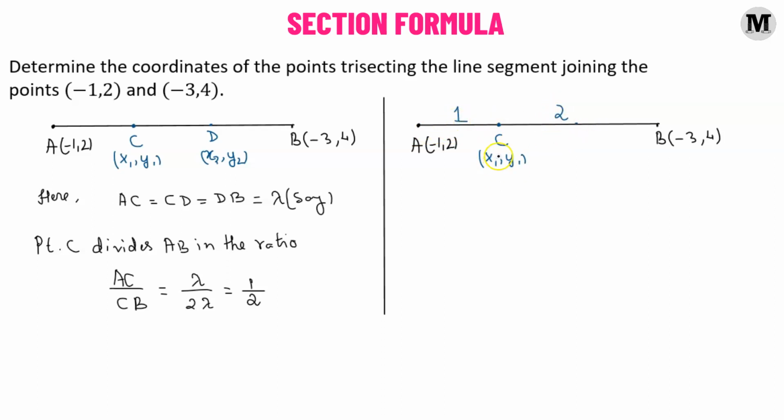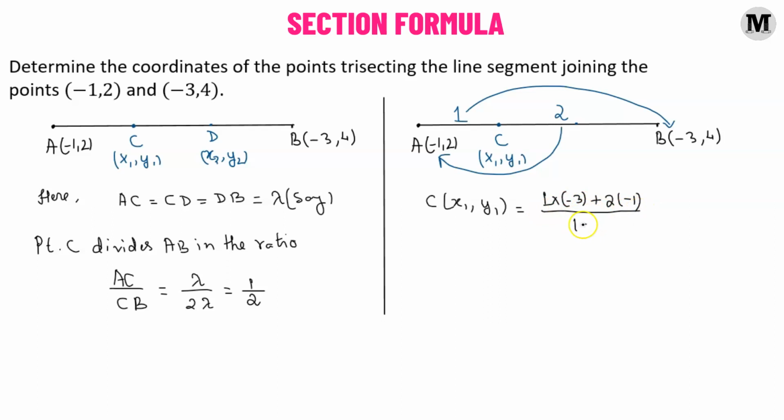Now, to find the coordinates of C, we'll use the internal section formula because C is dividing AB internally. All we have to do is take 1 and multiply it with B, and take 2 and multiply it with A to get the coordinates of C. So let's find out. Here C is given by (x1, y1). To find the x coordinate, we take 1 and multiply it with the x coordinate of B, that's -3, and add it to 2 times the x coordinate of A, that's -1, divided by the sum of the ratio, 1 plus 2.